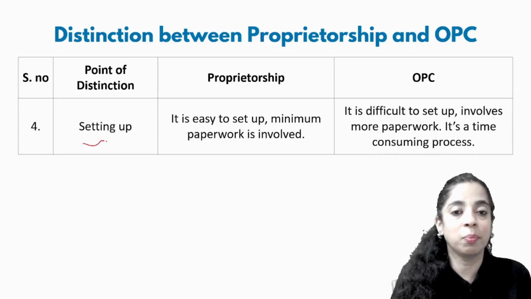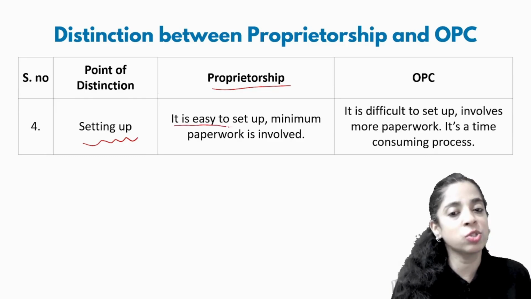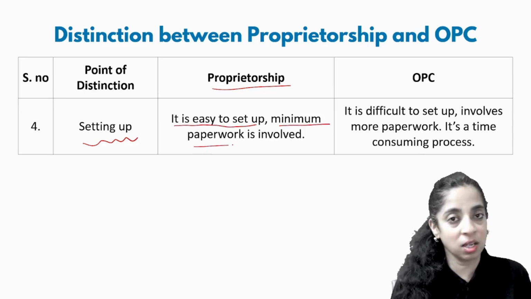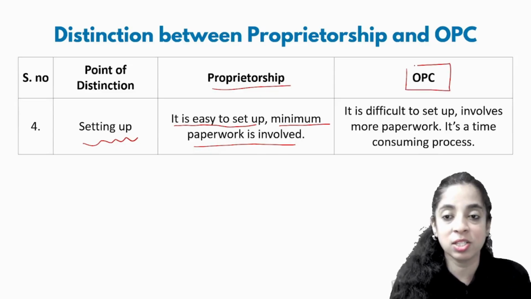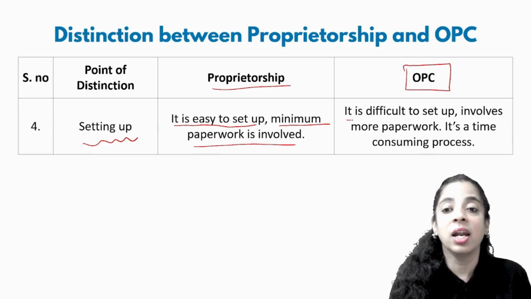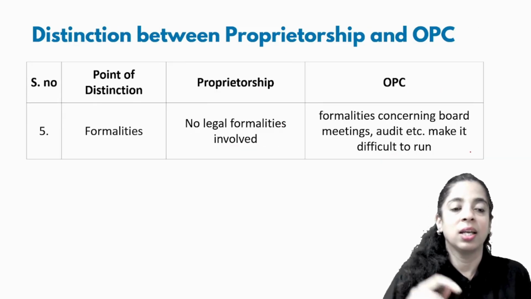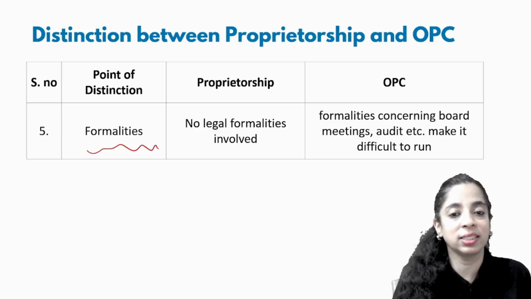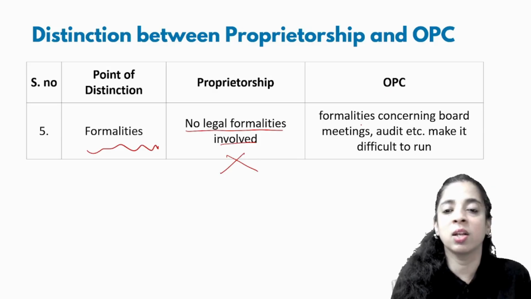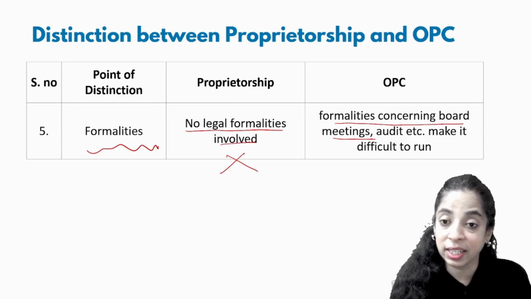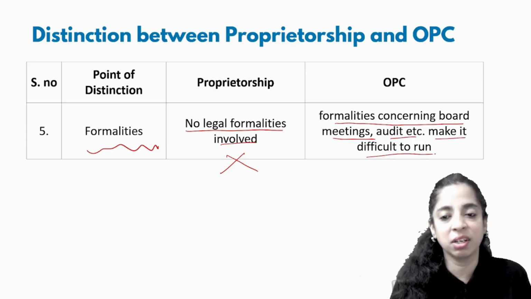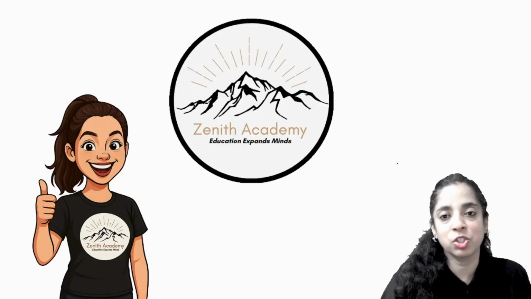Now, setting up. In the proprietorship it is easy to set up and minimum paperwork is involved. Whereas in an OPC, since you have to register the company and everything, it is difficult to set up, involves more paperwork, and is a time consuming process, right? And the last part is formalities. In proprietorship, no legal formalities are involved. Whereas in an OPC, formalities concerning board meetings, audit, etc. make it very difficult to run. So that was the difference between proprietorship and OPC.